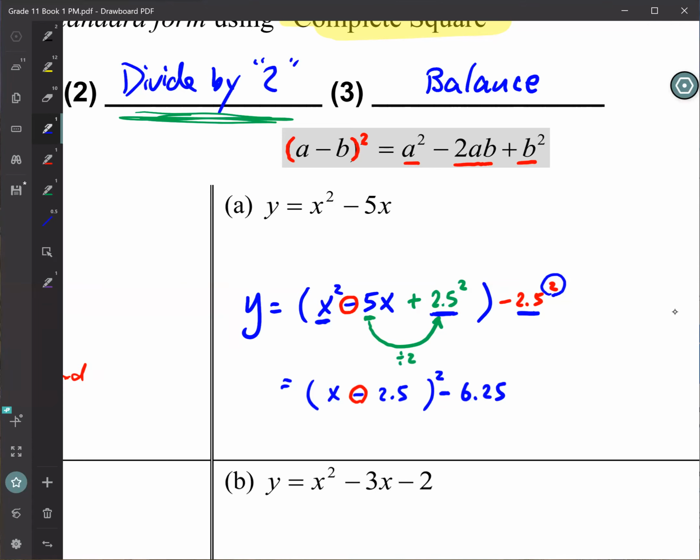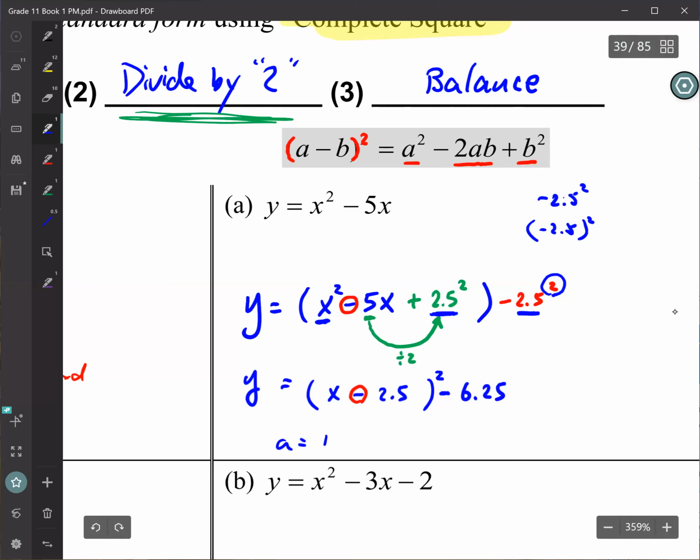Yes. Okay, so the difference is these two, right? You have 2.5 squared and then negative 2.5 squared. These two are different. One has a bracket, one doesn't. The question we have doesn't have brackets. So our A will be 1, P will be 2.5, Q is the outside, negative 6.25. Okay, if you guys finish question A over here, can you raise your hand?